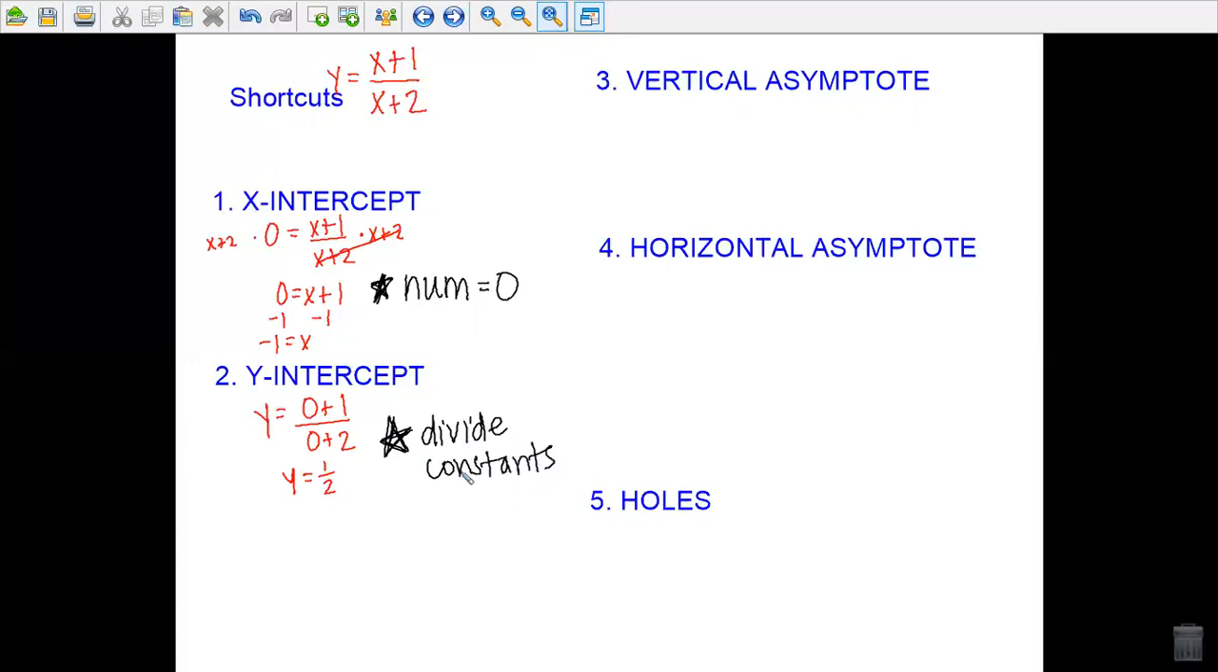Every time, whatever my constants are at the end, we're going to divide, and that's going to give me my y-intercept. If there isn't a constant, that means your constant is 0. So just keep that in mind, and we'll see one of those in a little bit.